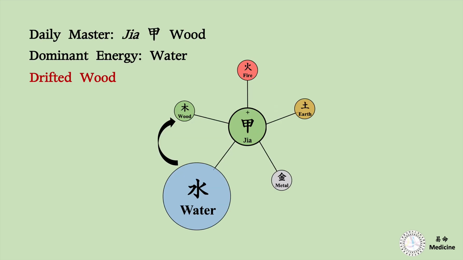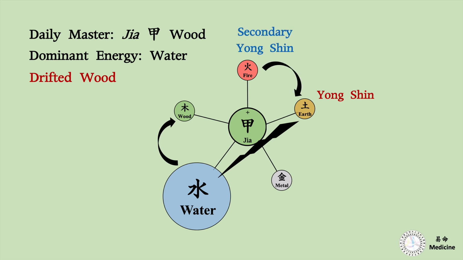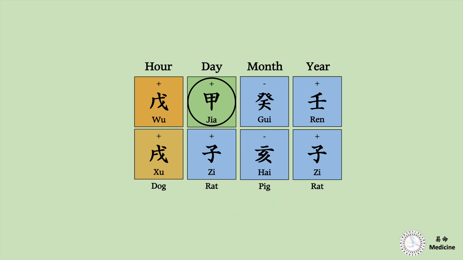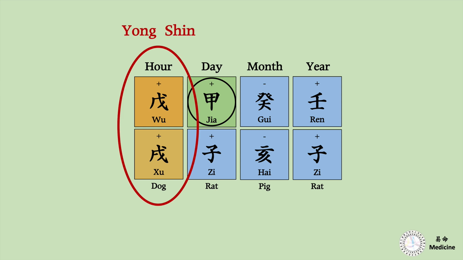Let's look at one more strong chart in wood, which is drifted wood. Here the water element became the dominant energy. So first, we need to control this water by using the earth. So this earth becomes Yong Shin, and fire can be the secondary Yong Shin because it supports this earth. Metal can be secondary Yong Shin depending on the chart, but basically metal generates water, so it is usually not very helpful. This is the example of drifted wood.